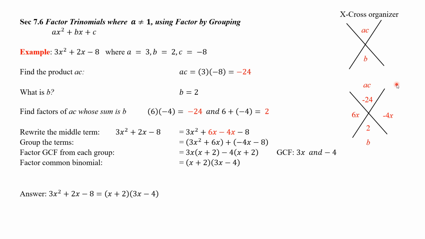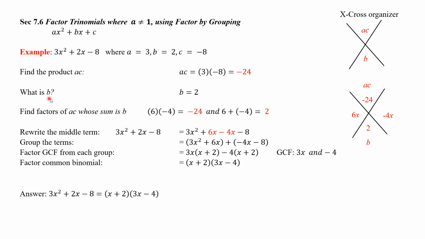So first, we have the trinomial 3x squared plus 2x minus 8, where a is equal to 3, b is equal to 2, c is equal to negative 8. The first thing we want to consider is what is the product of a times c? So 3 times negative 8. A times c, 3 times negative 8 is negative 24. So in the top part of our cross, we're going to put the negative 24, the top little triangle.